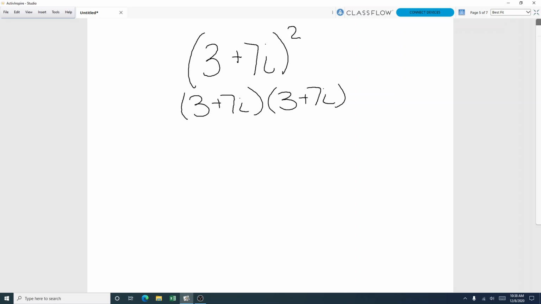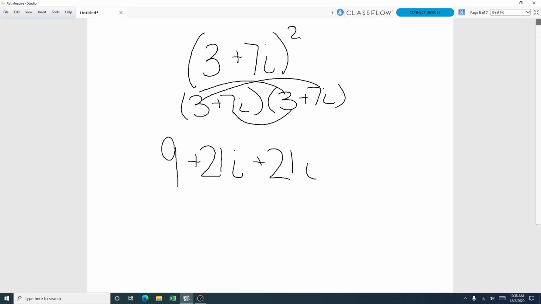Okay? So, Emily, when I multiply 3 times 3, what do I get? 9. Maddie, when I take 3 and 7i? 3 times 7i? 21i. Aiden, 7i and 3? 21i. Tyler, 7i and 7i? What's 7 times 7? 49. i squared. Good. Thank you, Courtney.